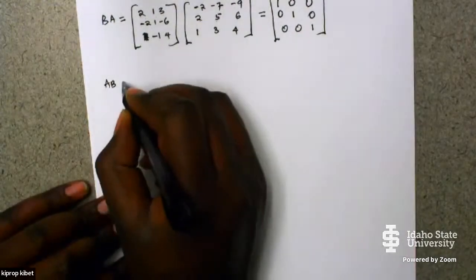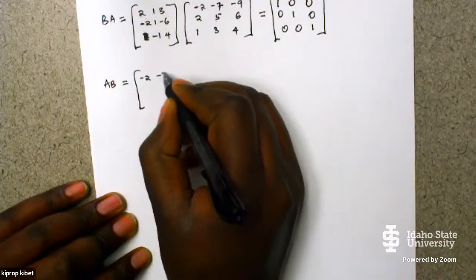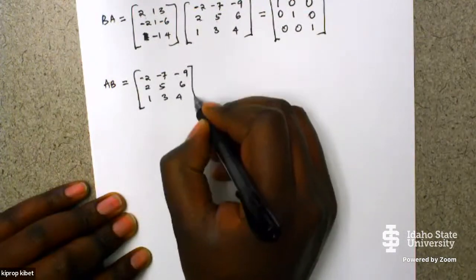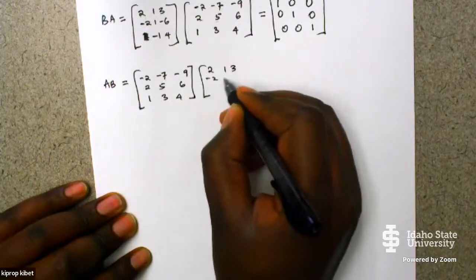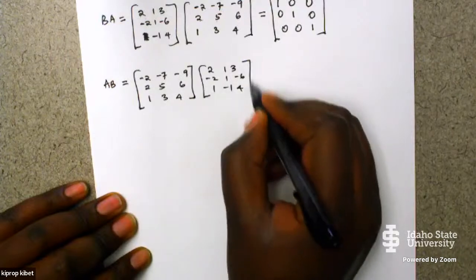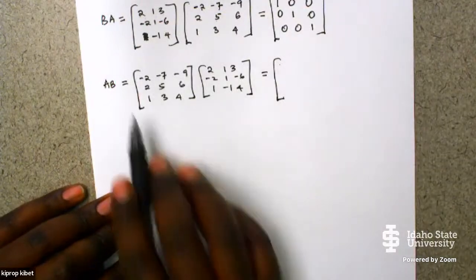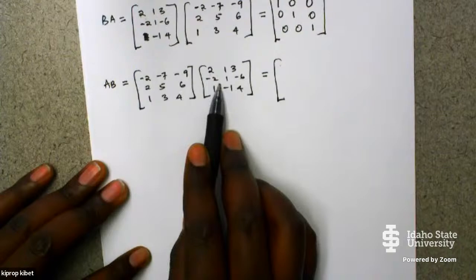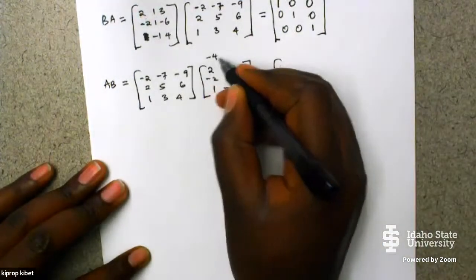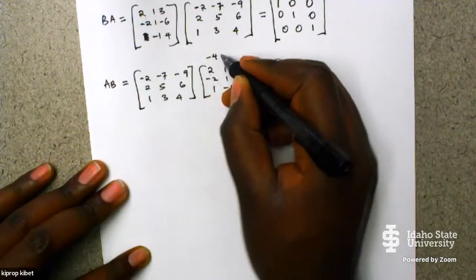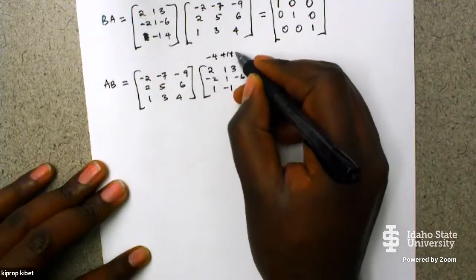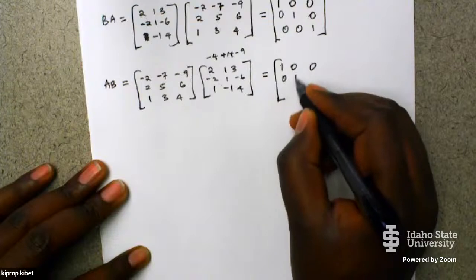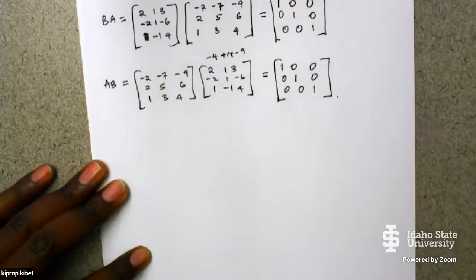Also, our AB is the same as -2, -7, -9, 2, 5, 6, 1, 3, and 4, multiplied by 2, 1, 3, -2, 1, -6, 1, -1, 4. So what do you get? You multiply the first one, -2, and this one will give us -4, this and this. So -4 and plus 14, and then -9. So that should give us 1. And then the others are zeros. So it should be like that.